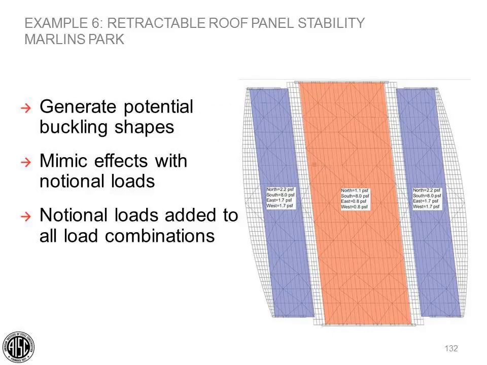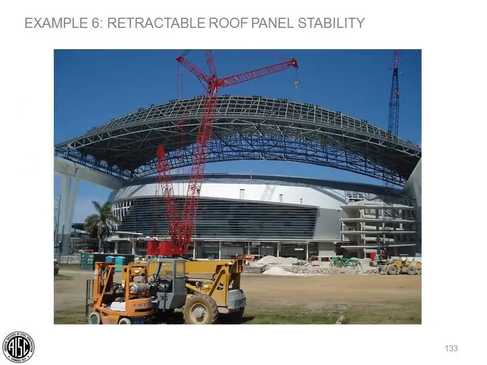Here are some of those notional loads applied to the roof panels. These were notional lateral loads applied as area loads directly to the top surface of the roof panels. The notional loads were tuned to mimic the buckling shapes we were analyzing and the amount of initial panel displacements we were targeting. These notional loads were added to all load combinations, including the lateral load combinations. And here's a photo of the upper roof panel during construction.